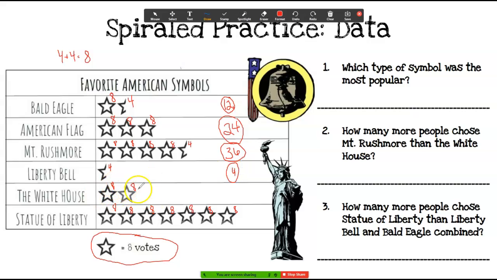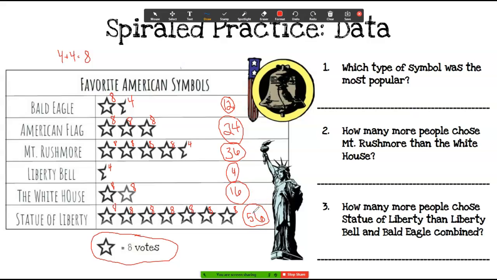The White House, I have 2 8s, which adds up to 16. And Statue of Liberty, I have 8, 16, 24, 32, 40, 48, and 56, which is our highest number.